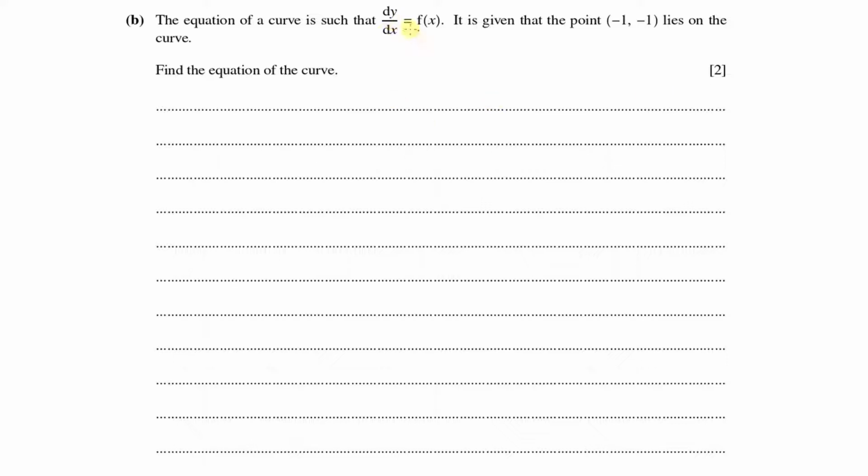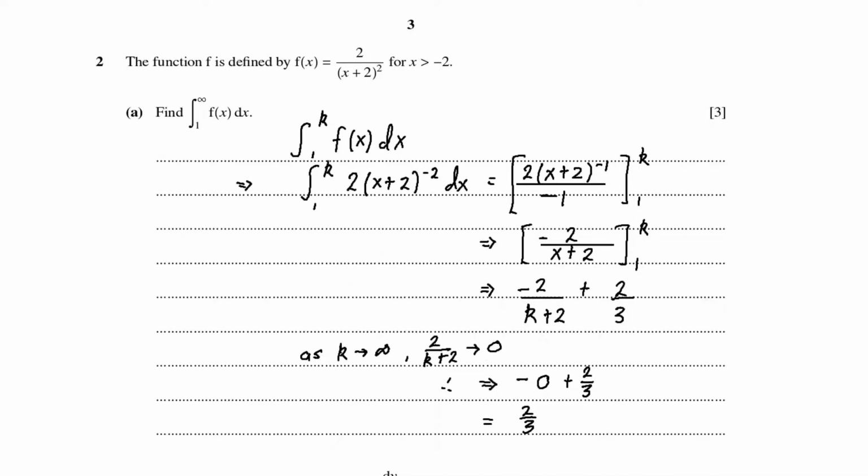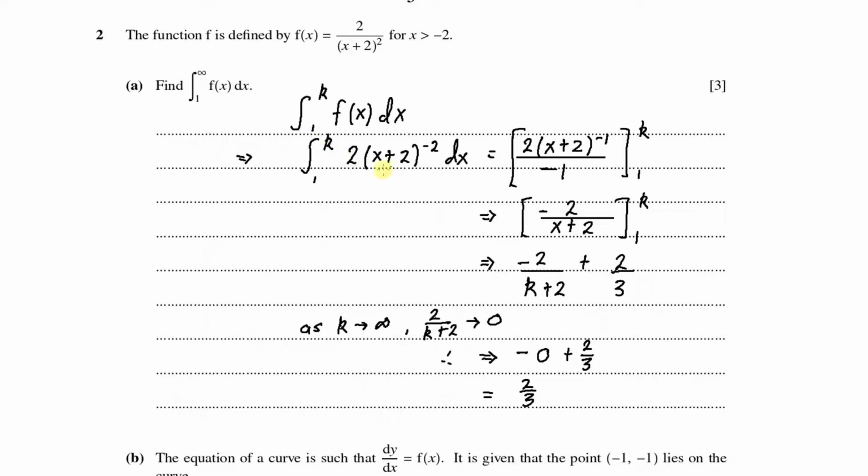Okay, so we have the fact that dy by dx is equal to f of x. So in order for us to get the equation of the curve, we have to integrate both sides from this. So if we do that, we'll be having y coming out as the integral of f of x with respect to x. Now, we had already integrated f of x on part A, because when we integrated f of x, we got something like -2 over (x plus 2). So let's make use of that.